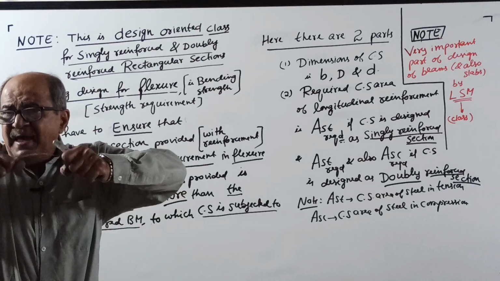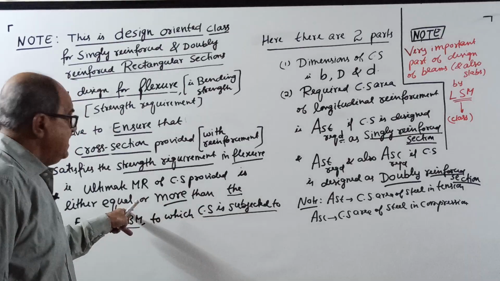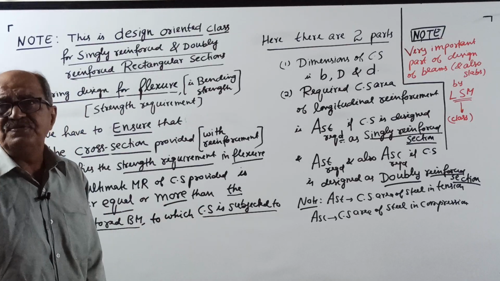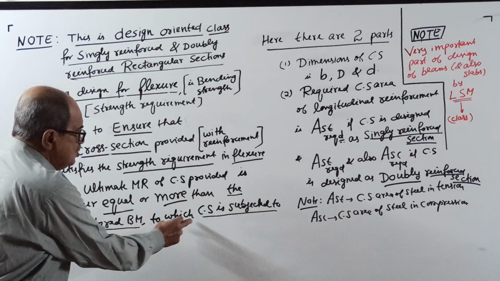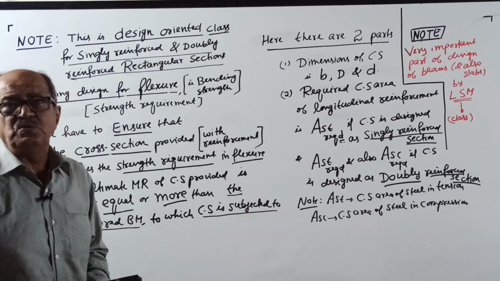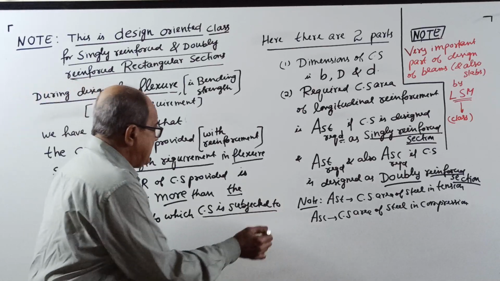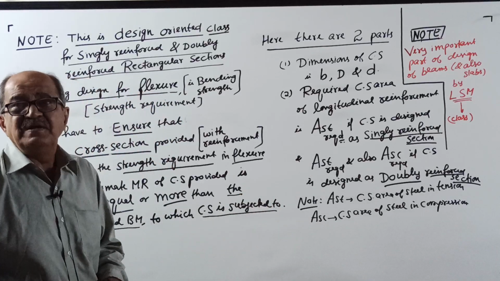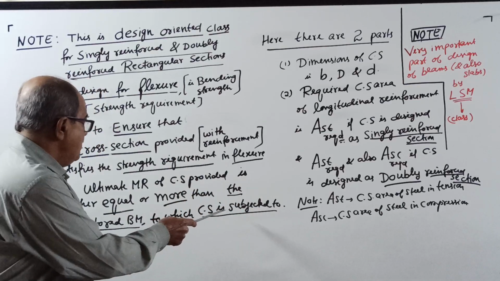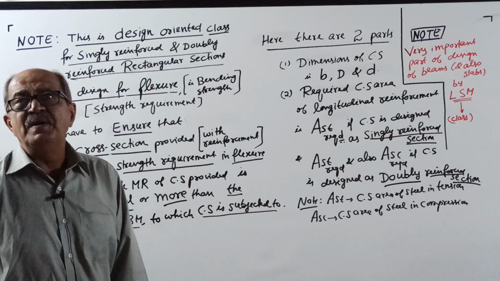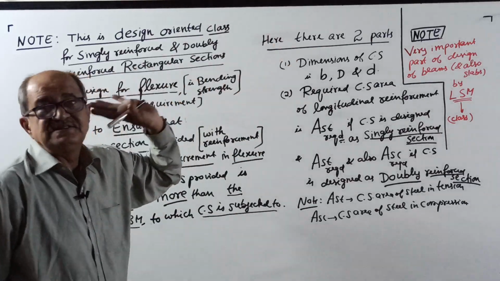ultimate MR means capacity. So it is either equal, exact equal is not possible, or more than the factored BM to which the cross section is subjected to. Subjected to, full stop. Why? Because the statement subjected to is an English phrase. This only will tell that bending moment is external. Okay, leave it now.